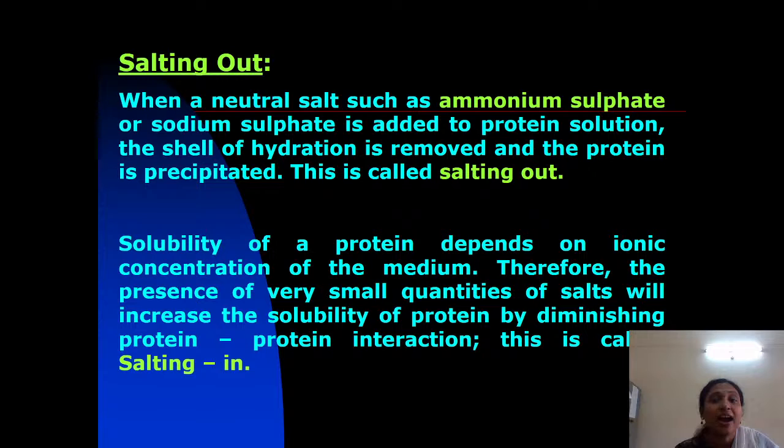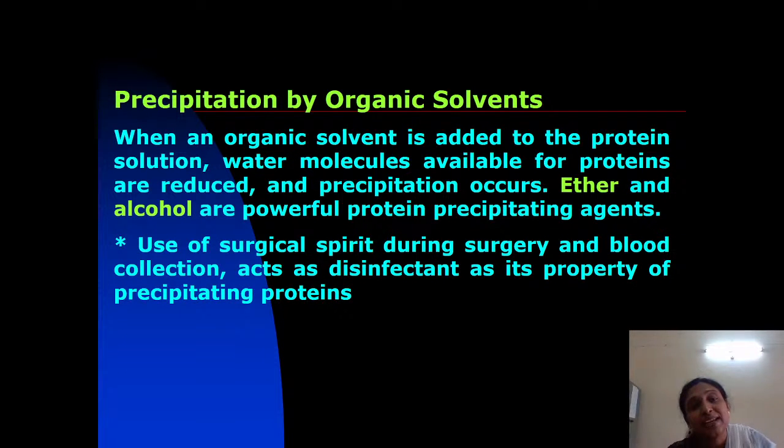And ammonium sulfate acts as a precipitating agent by decreasing the shell of hydration and increasing the protein-protein interaction, which results in the formation of a precipitate. Then coming to the next one, precipitation by organic solvent.